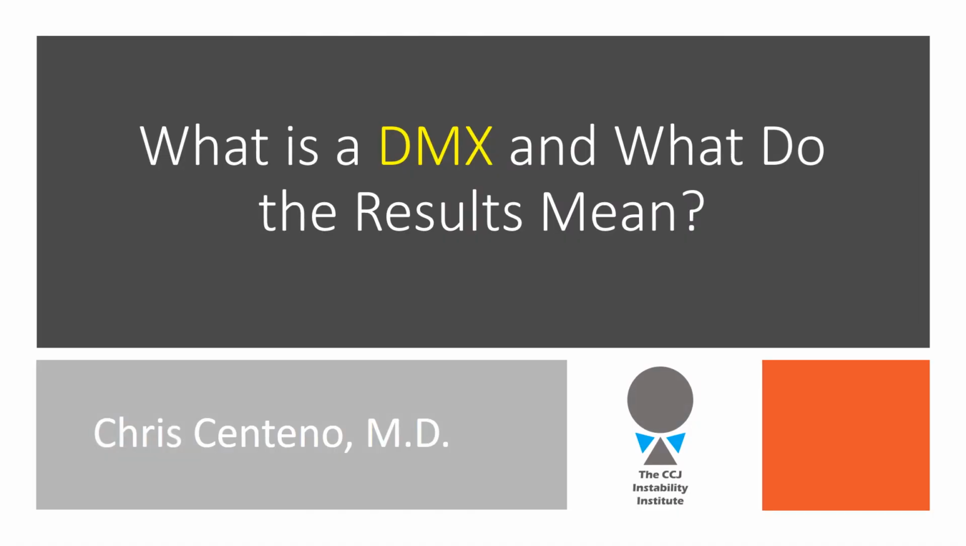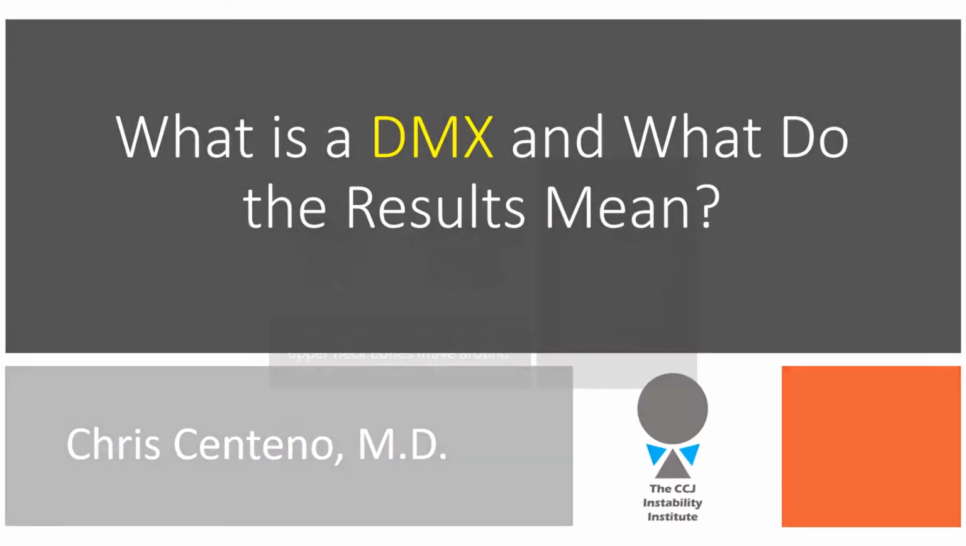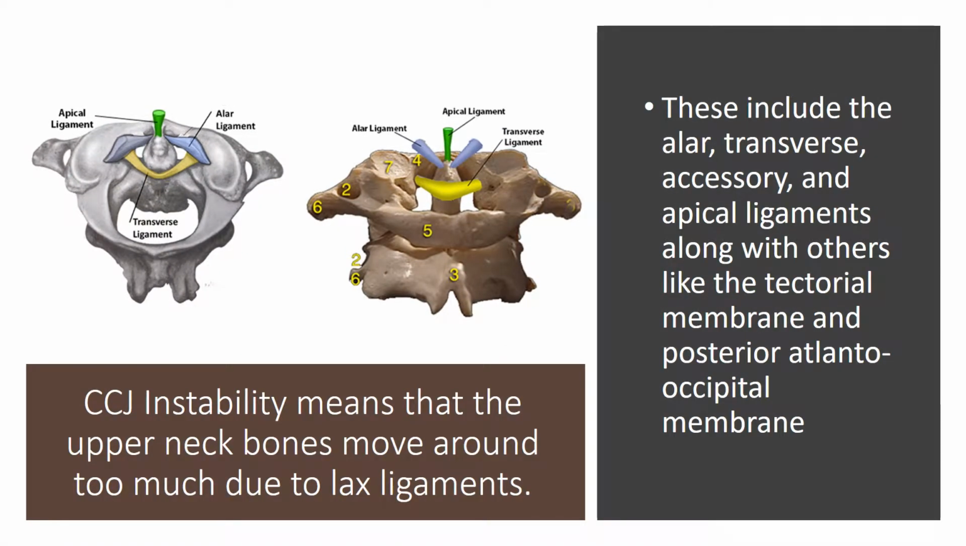Hi, it's Dr. Centeno. I'd like to go over what is DMX and what do the results mean, especially if you have CCJ instability. So CCJ instability means that the upper neck bones move around too much due to lax ligaments. These can include the alar, transverse, accessory, apical ligaments, as well as others.